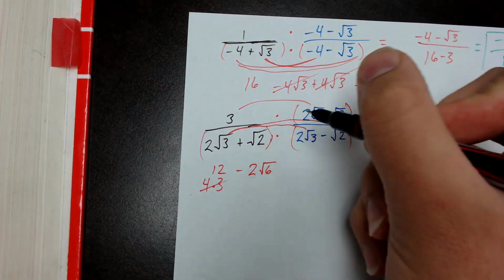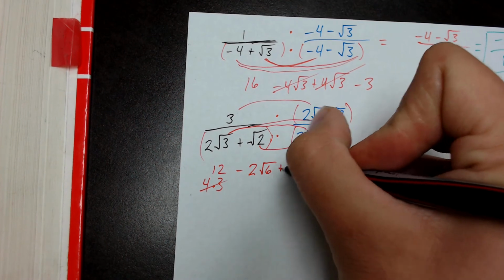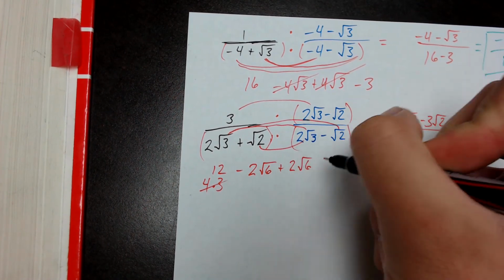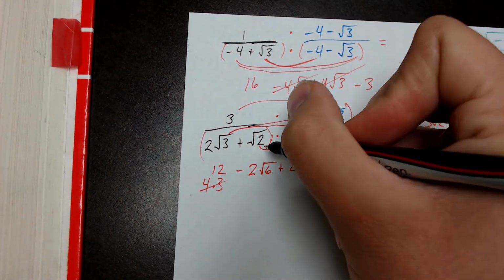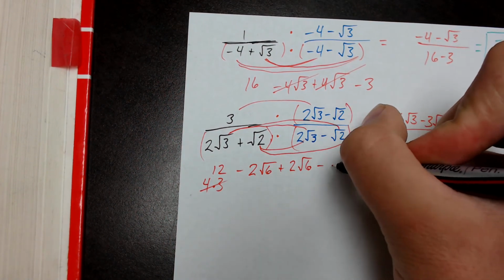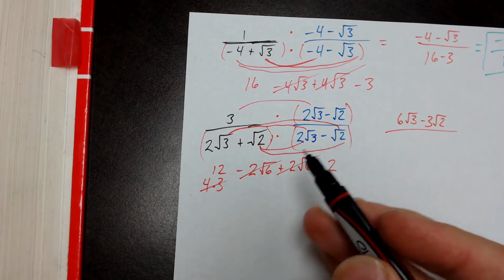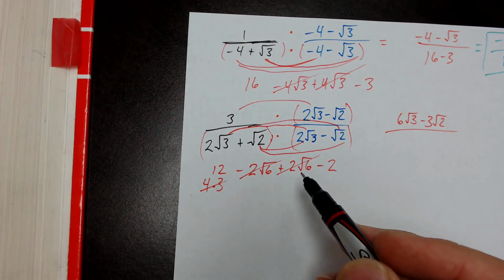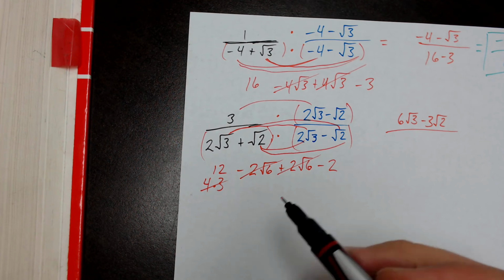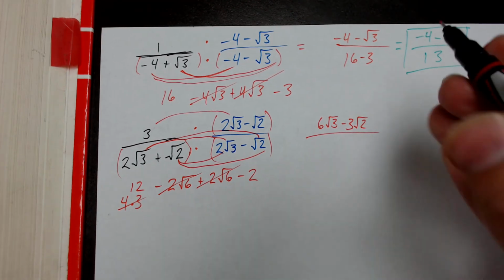Then we'll go to the inside times the inside. 2 root 3 times positive 2 root 2 gives me positive 2 root 6. And then the last times the last, which is root 2 times negative root 2, gives me -2. Again, these middle terms cancel. If you're multiplying by the conjugate and these two middle terms don't cancel, that means you made an error in your multiplication. You need to go back a step and see what happened. And then we're just left with 12 minus 2.